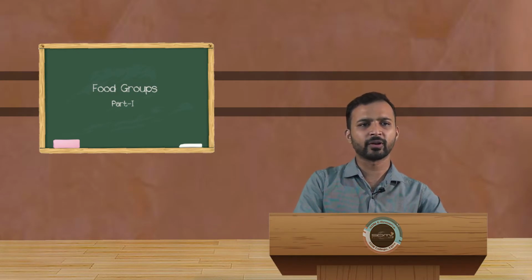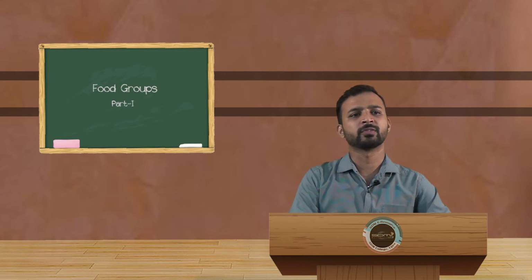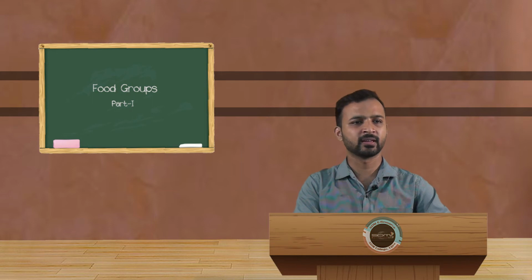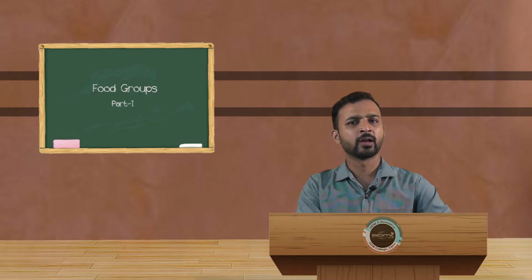So cereals and products. Cereals are the food group that we should eat most often, and it includes healthy foods like cereals, rice and pasta, that is a processed food, and these products provide us the carbohydrate which gives us energy. So all those are cereals, grains and pulses. Grain is the whole, and cereal is when you process it or turn it into a different form, or the millets also are one type of variety, categorized based upon their nutrients. All those give a good amount of carbohydrates, that's why they are grouped together.